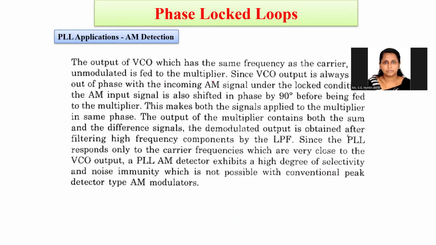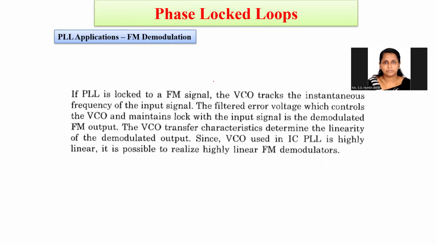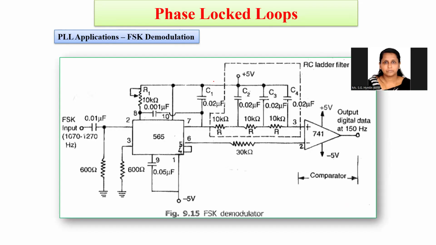Next is FM demodulation. If the PLL is locked to the FM signal, the VCO tracks the instantaneous frequency. It is the same block diagram, with no change in the block diagram of the PLL. The filtered error voltage which controls the VCO and maintains lock with the input signal is the demodulated FM output. So the PLL is used in all linear FM demodulators.